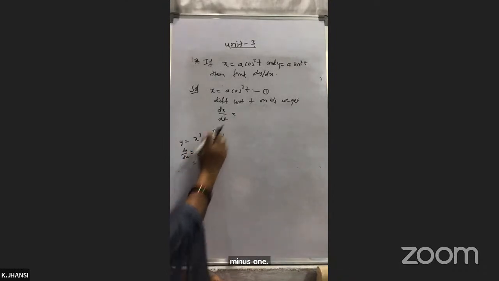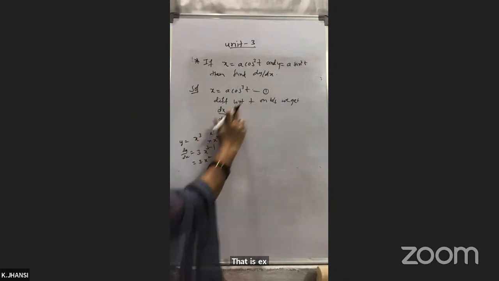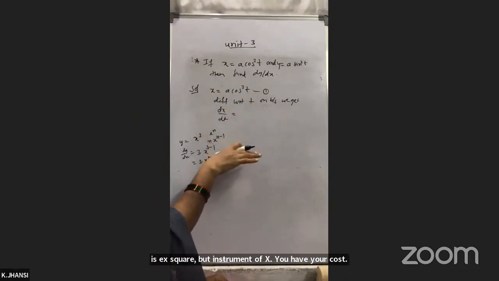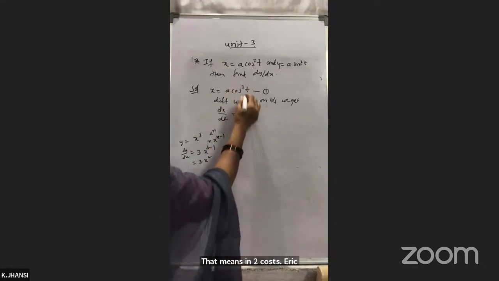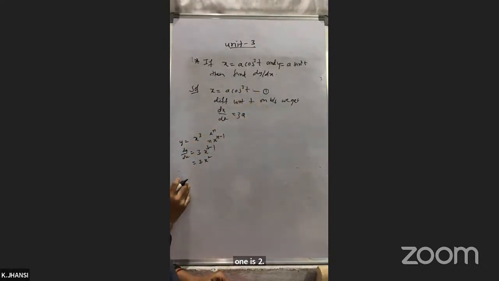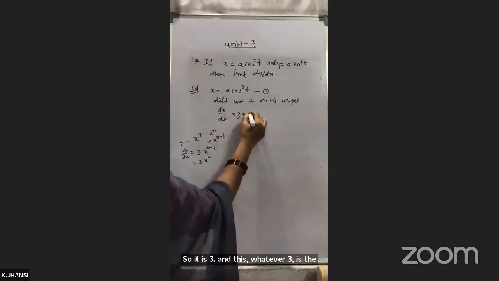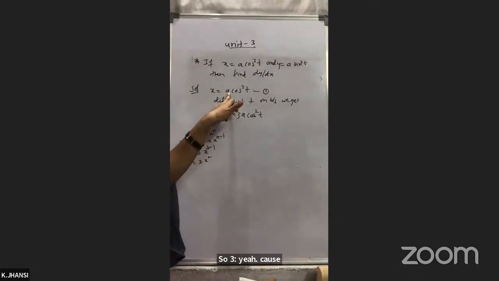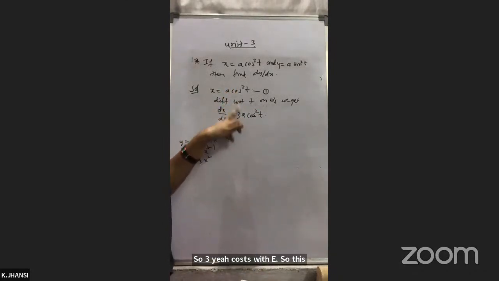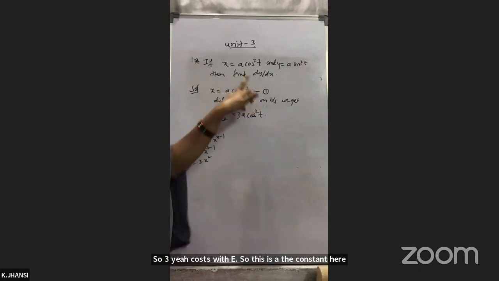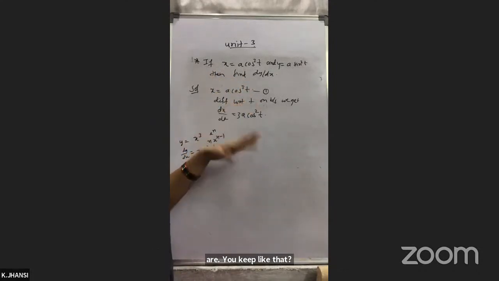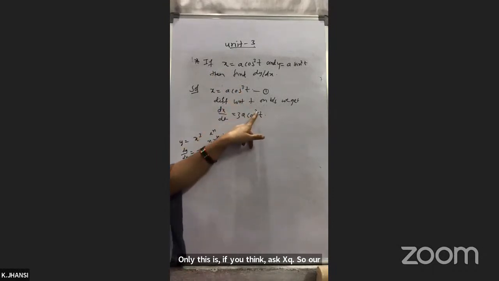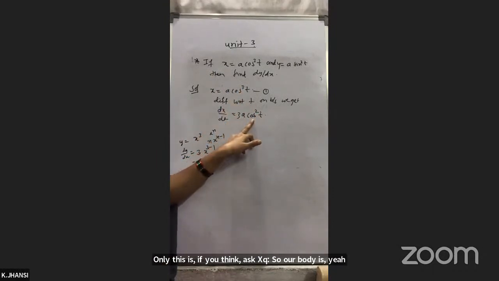But instead of x, you have here cos. That means 3 into cos square. 3 minus 1 is 2. So it is 3, and whatever 3 is there, you write as a coefficient. So 3a cos square t. Okay. Here a is the constant. You keep it like that only. If you think of this as x cube, then x cube differentiation is 3x square, so our x is here cos, so cos square t.